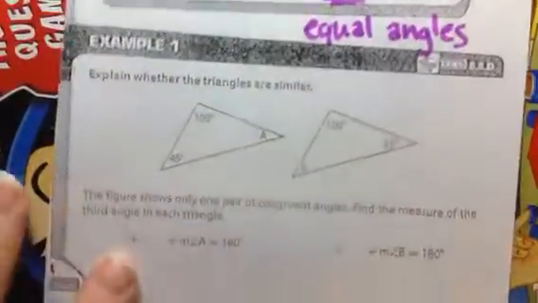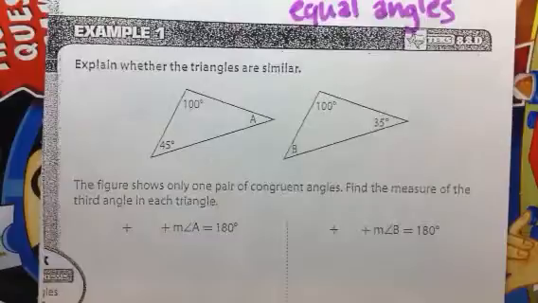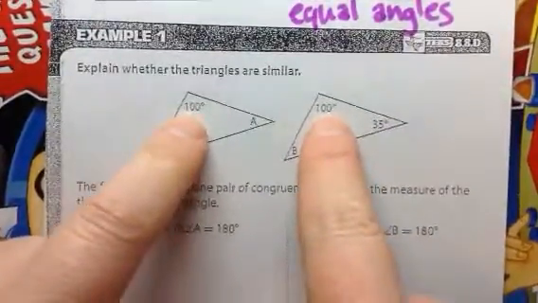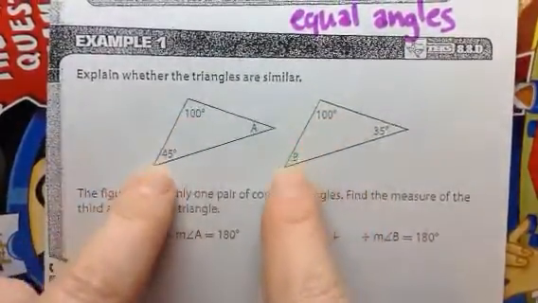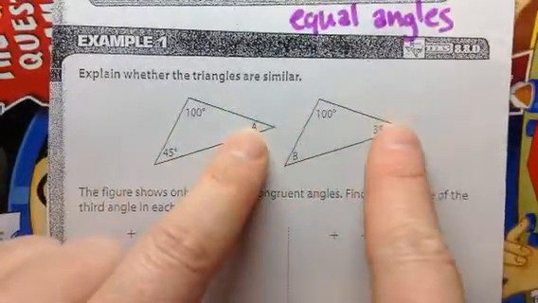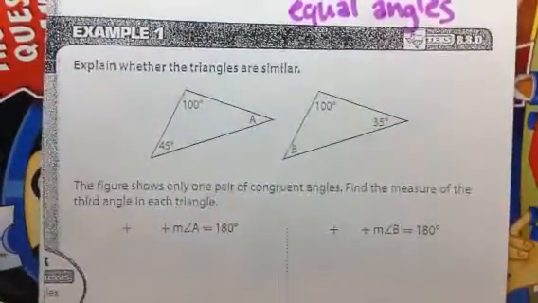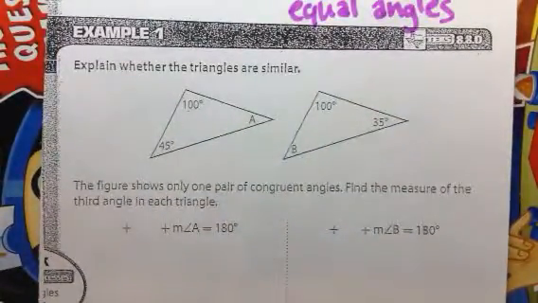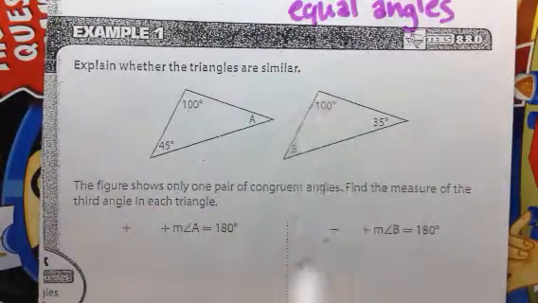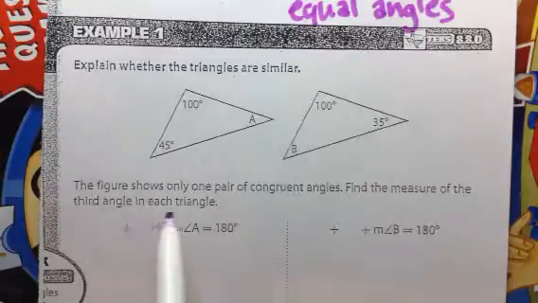Okay, example 1. It says explain whether the triangles are similar. So I just need to check and see if they have equal angles. It's easy to see that this angle is the same because they're both equal to 100. I have 45 over here. I don't know how much this one is, but I have 35 over here. So I just have to find their missing angle so I can tell if they are really similar triangles, if all of their angles are equal. So it says the figure shows only one pair of congruent angles, that's the hundreds. Find the measure of the third angle in each triangle.